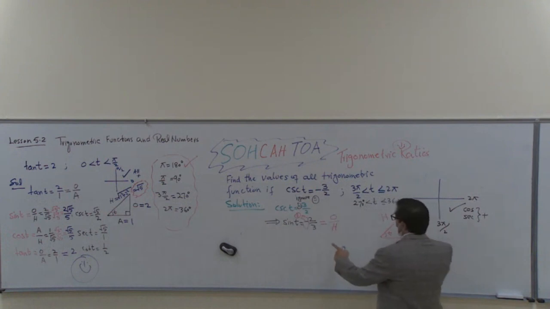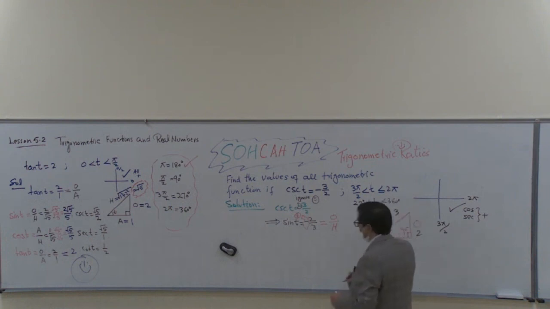O is 2, H is 3, and how can you calculate this value?